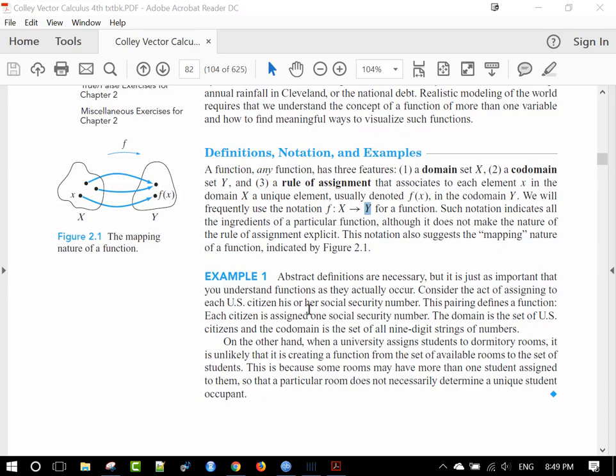So we can say a social security number is a function which goes from the set of US citizens to a bunch of numbers. So X doesn't have to be a numerical set, although for us it usually will. However, in this example, the set of US citizens is the domain. Another example is assigning dorm rooms to students. So then you would have two sets: the set of students and the set of dorm rooms.